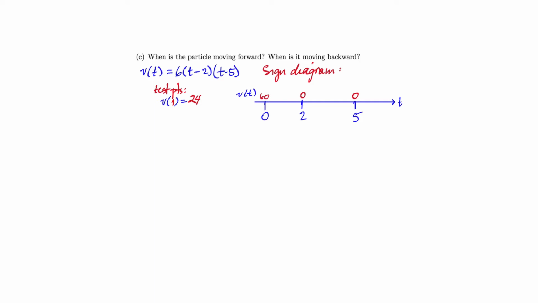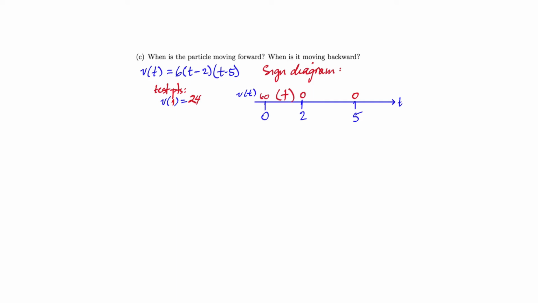Well, that means it's going to be positive on that whole interval between t equals 0 and t equals 2, because it's a continuous function. It can't cross the t-axis again, right? So we know it's always positive in that interval. So I'm going to put a little plus sign there.